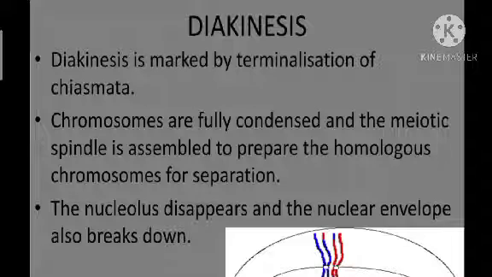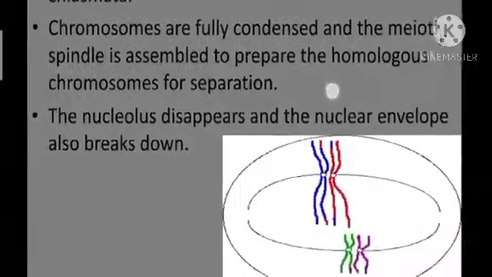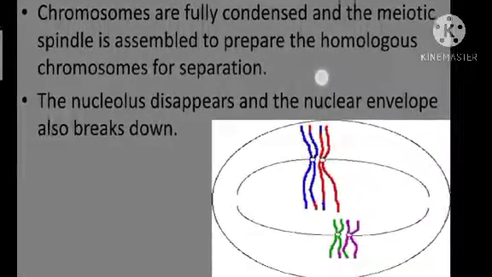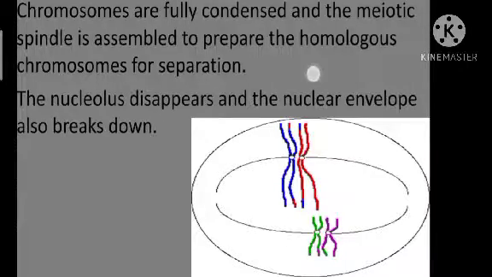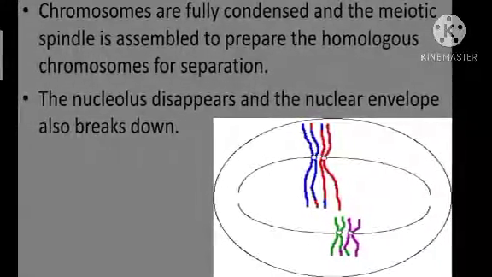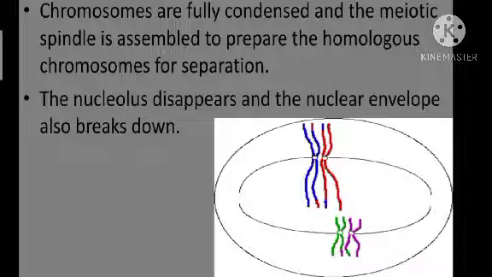Then the chromosomes will be fully condensed, and the meiotic spindles will be formed, and they get assembled to prepare for the separation of the homologous chromosomes. Then other changes like the nuclear membrane disappears, the nucleolus disappears, and various other organelles also disappear. These are the changes that take place during diakinesis.